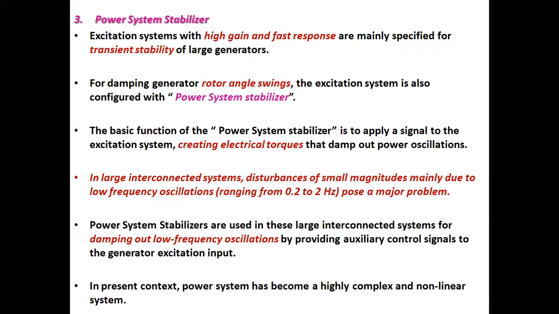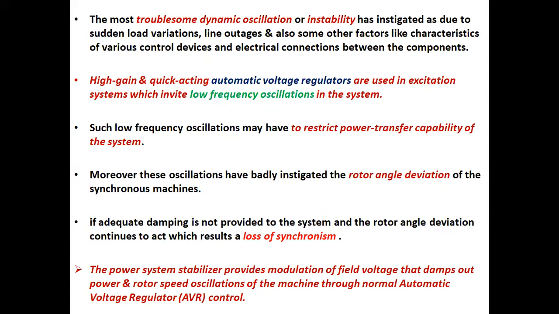In the present context, the power system has become a highly complex and nonlinear system. The most troublesome dynamic oscillation or instability has been instigated by certain load variations, line outages, and also some other factors like characteristics of various control devices and electrical connections between the components. High gain and quick acting automatic voltage regulators are used in excitation systems, which invite low frequency oscillations in the system.